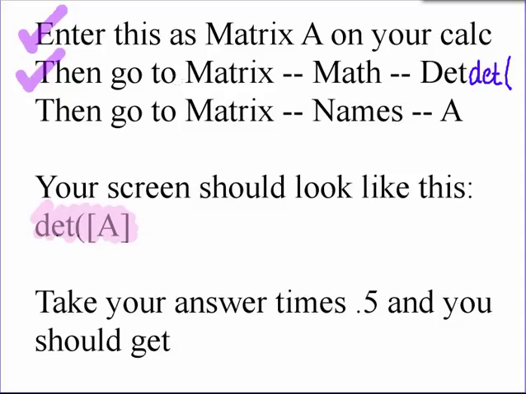What's going to happen is when you hit enter, you're going to get a value, and that value is actually 22. Now what I'm going to do is take that answer times 0.5. I'm going to use a positive 0.5 since the 22 was positive to start with. And when you take that times 0.5, or you could view it as 1/2, you're going to get your answer to be 11. So that means the area of that triangle is 11 square units.